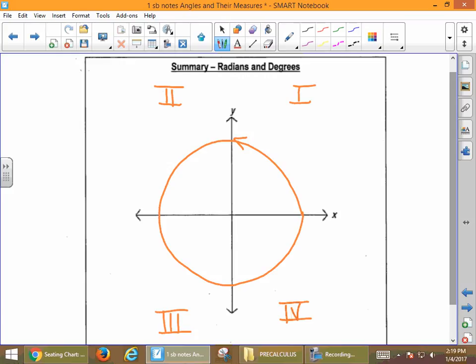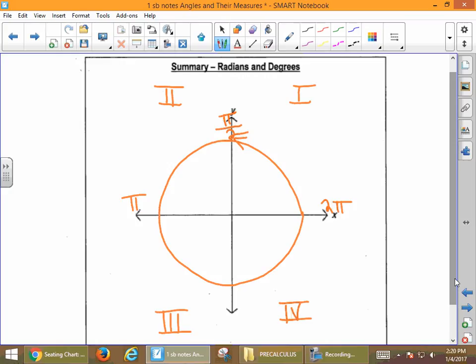And what we started with a couple minutes ago is full circle. How many radians is full circle? Well, it's 2 pi. Well, then we did half of a revolution, and we said that half of a revolution was pi. Well, then we did a fourth of the revolution, which was pi over 2.